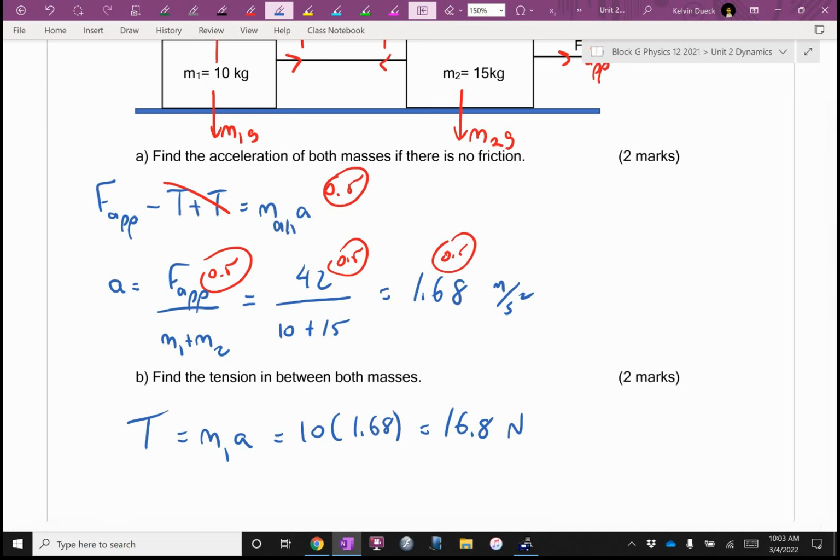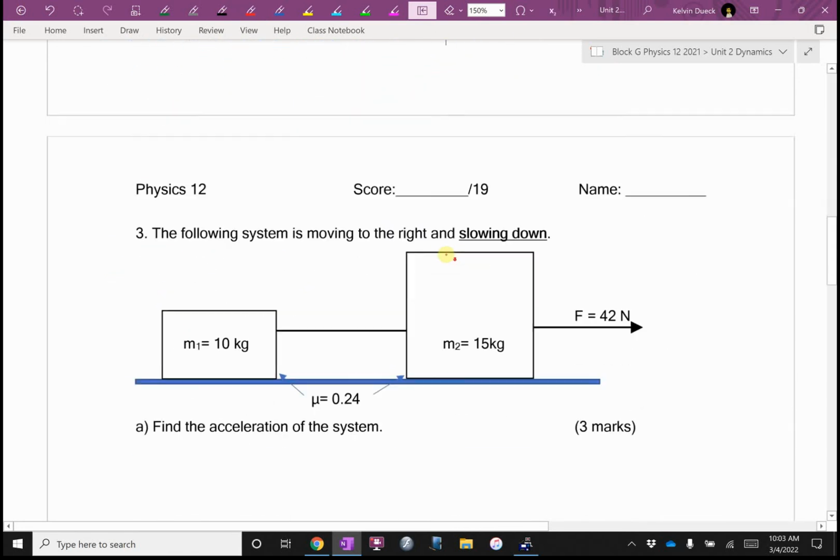You would go F applied minus tension equals M2A. You would swap and end up with F applied minus M2A equals tension, and then you would get 16.8. But I would just never do it that way because I'm lazy. In this case, 1 mark, half mark, half mark. And then I would turn to the next page.